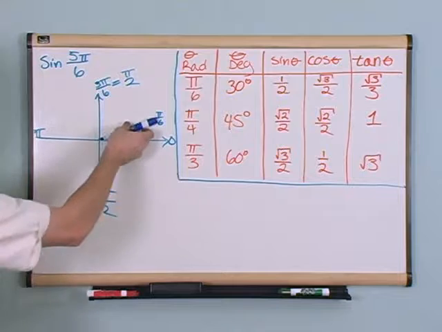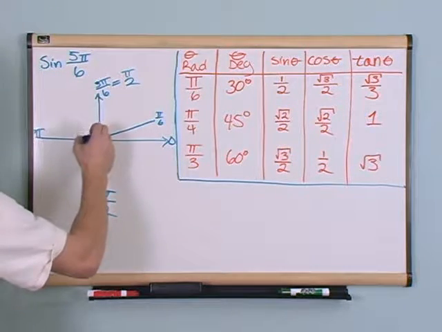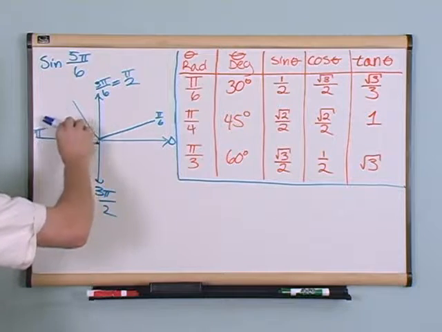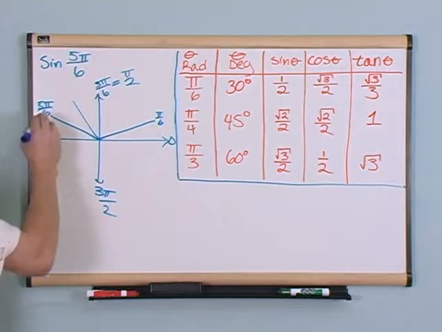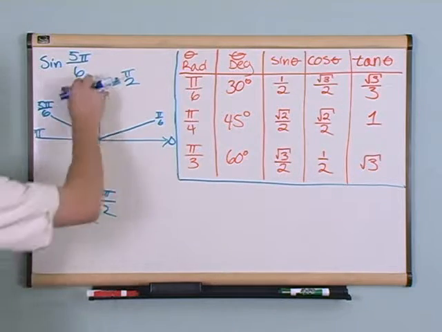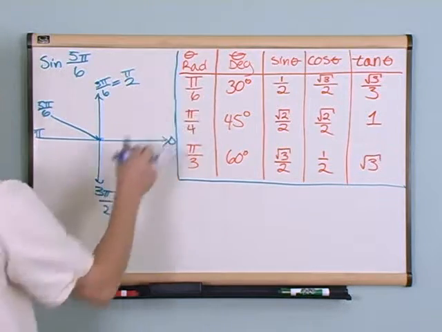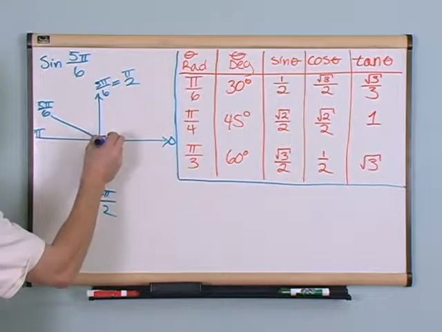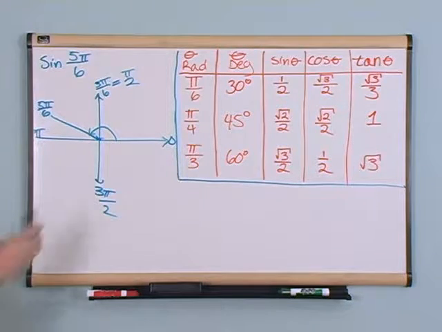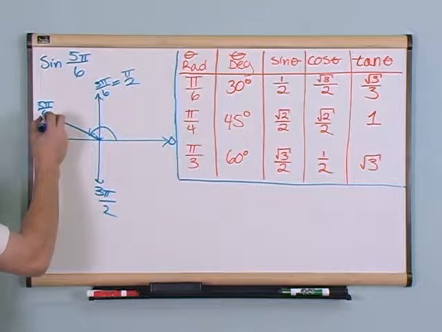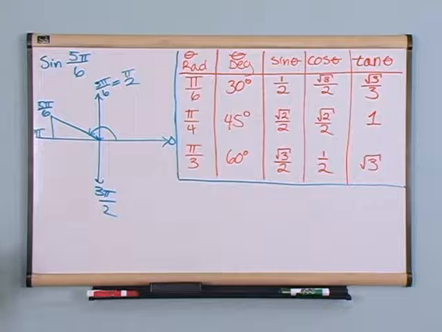So we have pi over 6, 2 pi over 6, 3 pi over 6, 4 pi over 6 here, and 5 pi over 6. So this is 5 pi over 6. Now that we know where 5 pi over 6 is, I'm going to erase this other stuff. The angle we're interested in is this one. This is the angle 5 pi over 6. But because I've drawn my line here, my triangle actually lies over here.